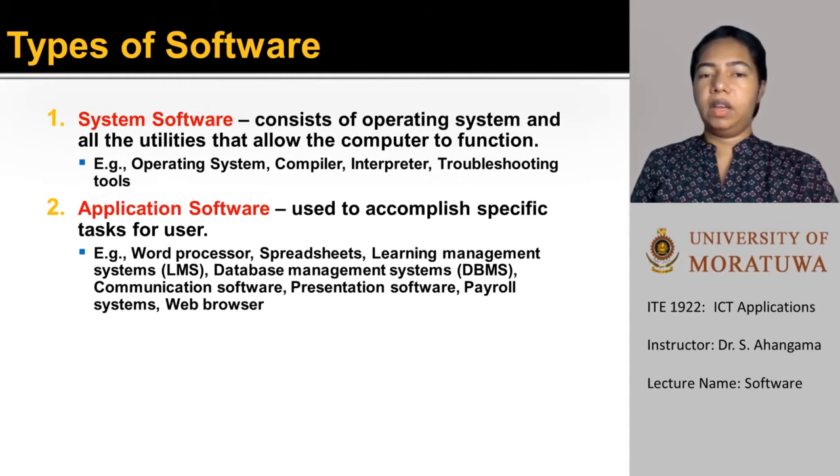System software consists of the operating system and all the utilities that allow the computer to function. For example, operating system, compiler, interpreter, troubleshooting tools can be considered. Then we have application software used to accomplish specific tasks for the user. For example, we can consider word processors, spreadsheets, learning management systems, database management systems, communication software, presentation software, then payroll systems and web browsers.